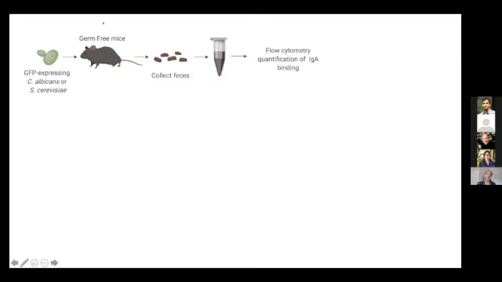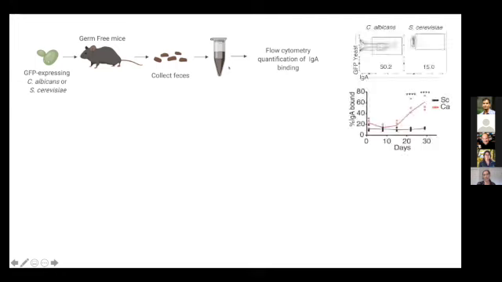What we did is we took germ-free mice that lack all other microbes and monocolonized them with either Candida albicans or Saccharomyces cerevisiae. And we used strains of these fungi that express fluorescent markers that allowed us to quantify IgA targeting of these fungi in the feces of mice over time using flow cytometry.